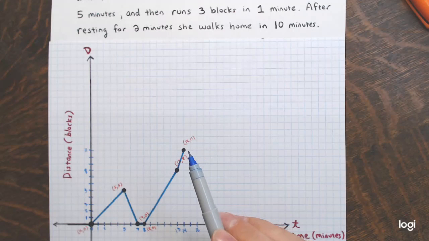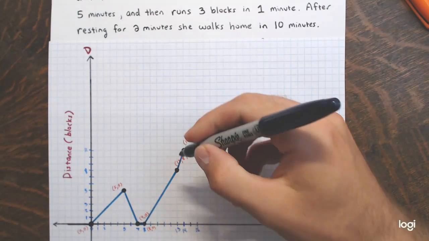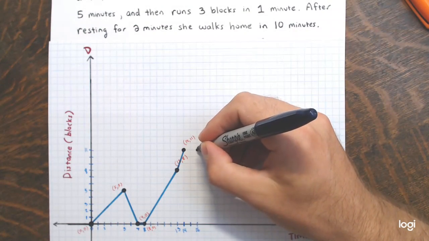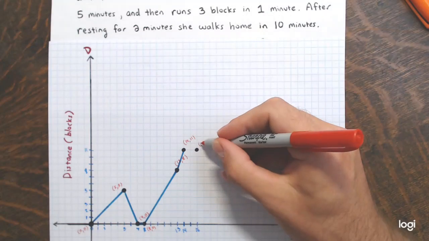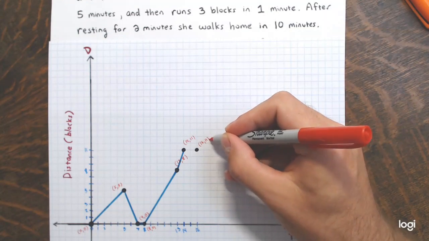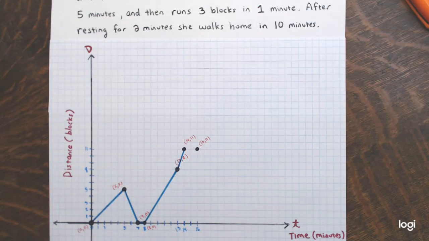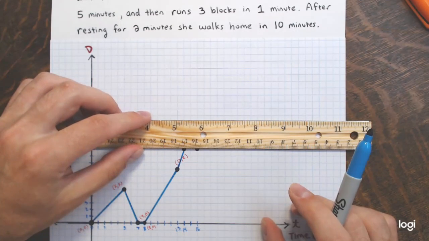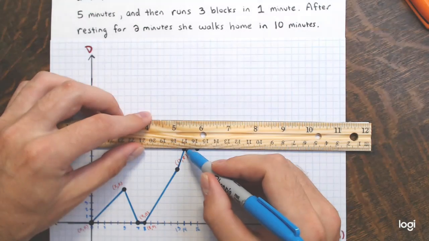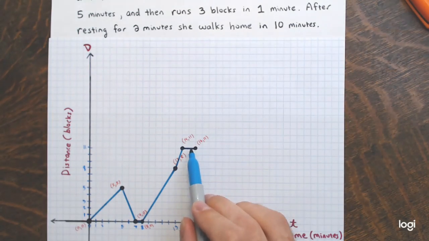So for the next 2 minutes, she is still 11 blocks away from her house. She has not moved. So we're going to this point here. So at the 16th minute, she's still 11 blocks away from her house. There's the ordered pair 16, 11. Again, not moving at all. So definitely not moving at a constant speed, right? Moving nowhere. During that entire 2 minutes, I got a nice flat segment there.